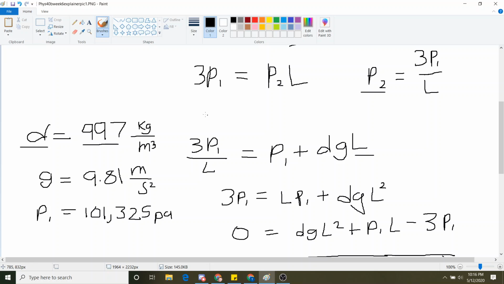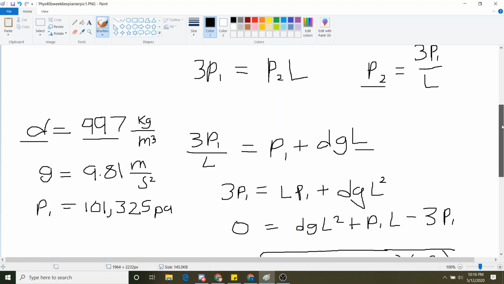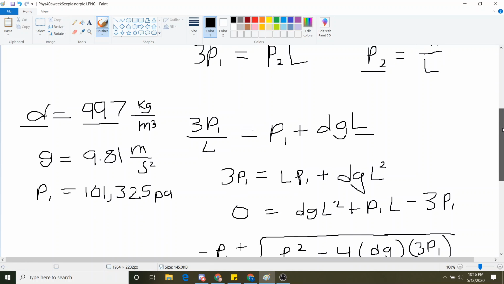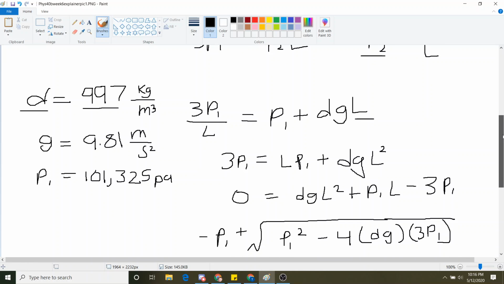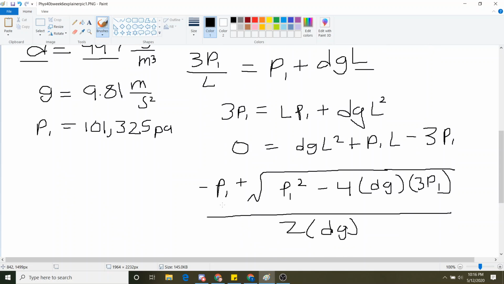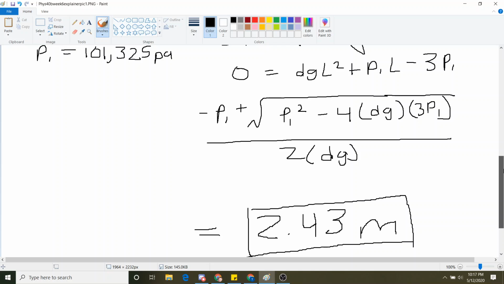So we multiply both sides by L to get the second equation, and we subtract the 3P1 in order to get something that looks similar to a quadratic equation, something that we can solve with the quadratic equation. So if we use the quadratic equation, we can get L is equal to 2.43 meters, and that will be our solution.